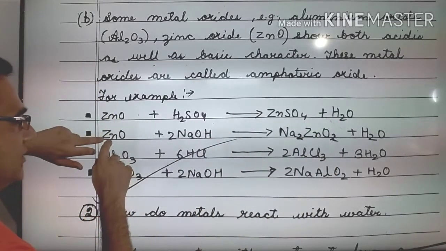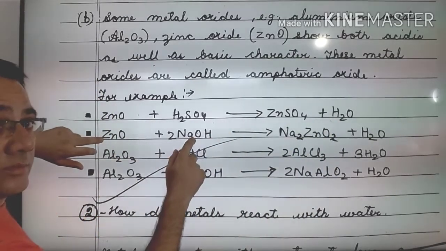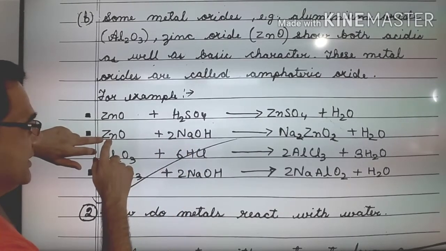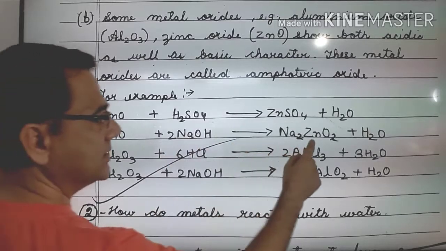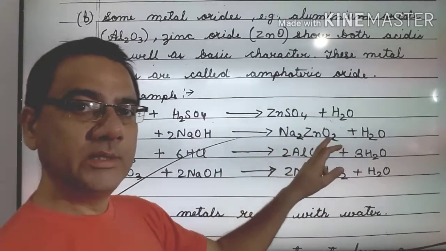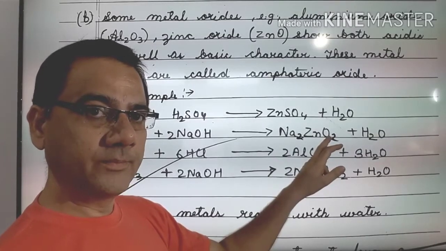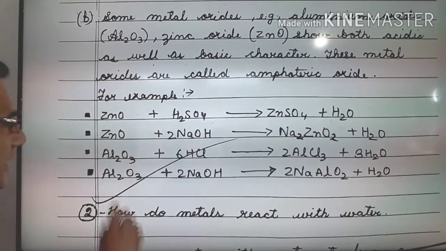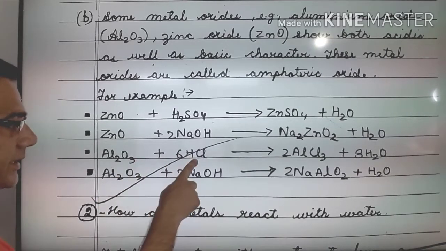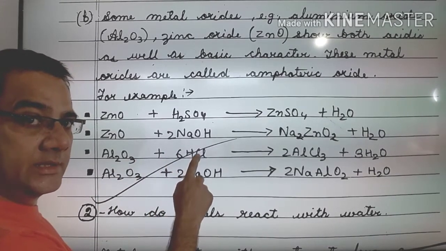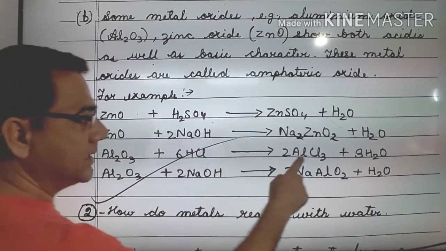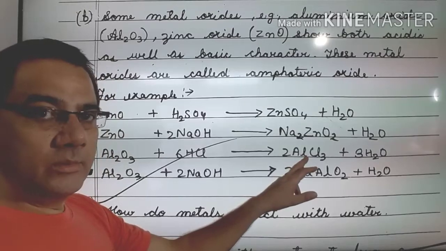Next, this zinc oxide is able to react with the base also. So when it reacts with the base, it means it shows the acidic behavior. So this is acid, this is base, it forms salt and water. And this salt is very important, Na2ZnO2, and this is called sodium zincate. Now, aluminum oxide. Two examples I am showing you here. Here aluminum oxide is reacting with HCl, hydrochloric acid. This is acid. Now this will behave like base. Base, acid, salt, water. And this salt is called aluminum chloride.